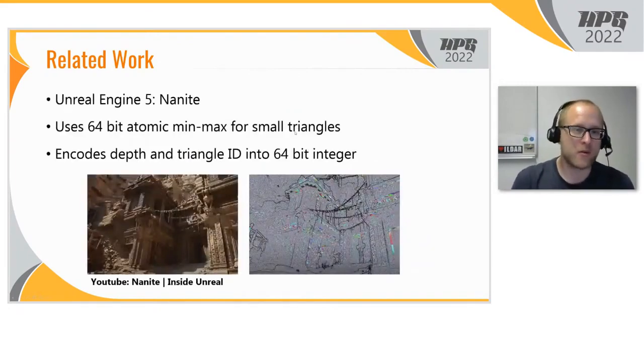And of course, there's also Nanite related work. Nanite, they found out that for very small triangles, it's actually faster to use software rasterization using 64-bit atomic min-max operations to find the triangle with the smallest depth. And what they do is they encode the depth and the triangle ID into a 64-bit integer, and then use 64-bit atomics to find the closest fragment.